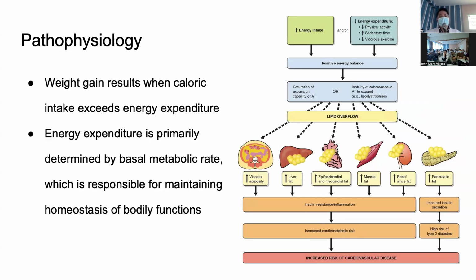Adverse health implications for multiple organ systems can be due to too much energy or food intake or a sedentary lifestyle, resulting in positive energy balance, lipid overload, and increased visceral fats, resulting in insulin resistance, inflammation, increased cardiometabolic risk, and impaired insulin secretion. Higher risk of type 2 diabetes mellitus, and increased risk of cardiovascular disease.